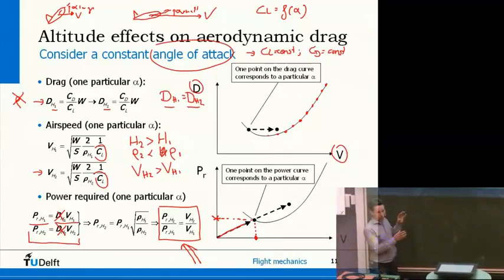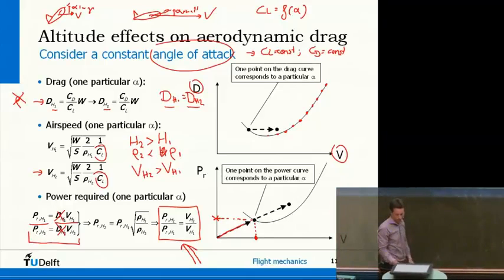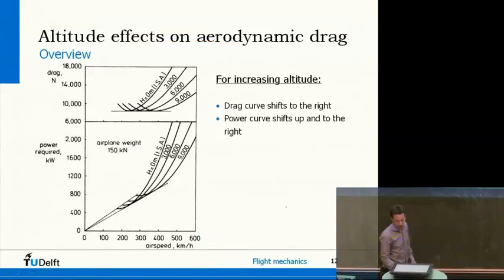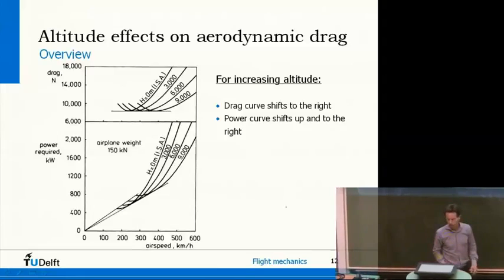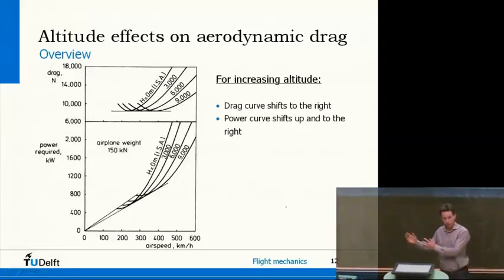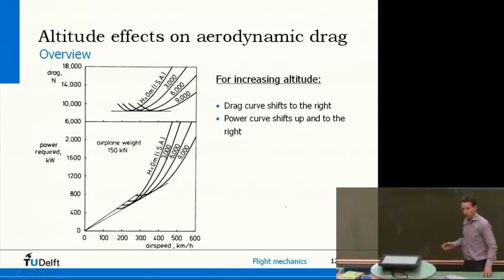So what does that mean? That means the whole drag curve is going to shift to the right, and the whole power curve, all the points, are going to go upwards and to the right. So this is a diagram for an actual aircraft, and now you see curves for several altitudes. It starts at 0 meters in the international standard atmosphere, and we go up to 9,000 meters. So the drag curve is simply shifted to the right, and the power curve is going upwards and to the right. And that's what happens to aerodynamic drag and power.